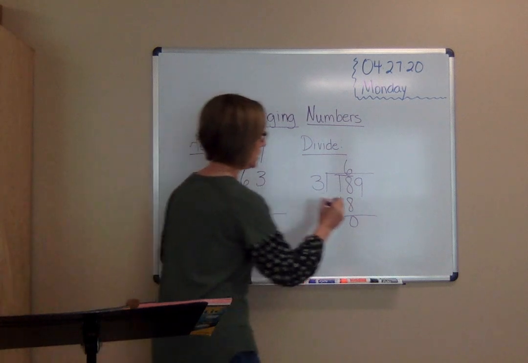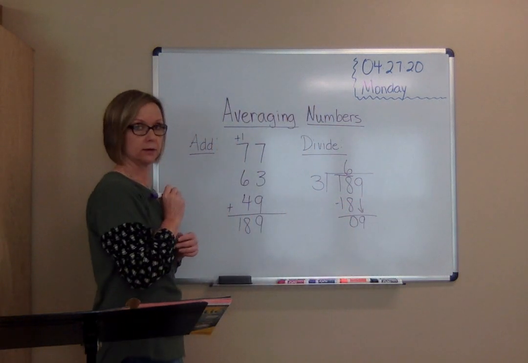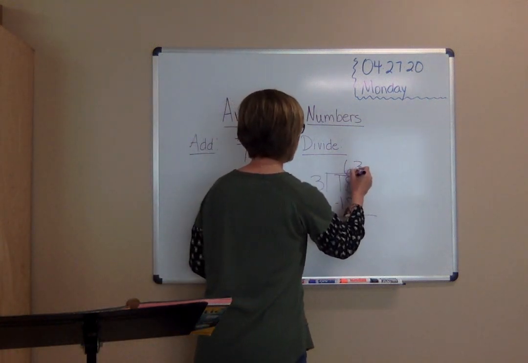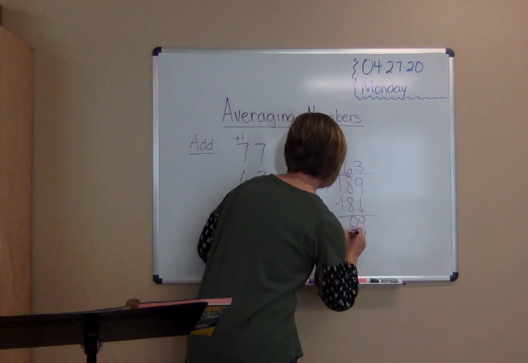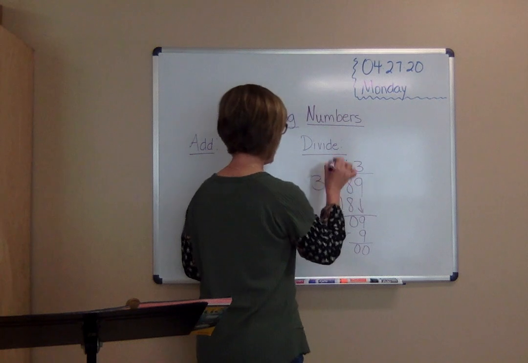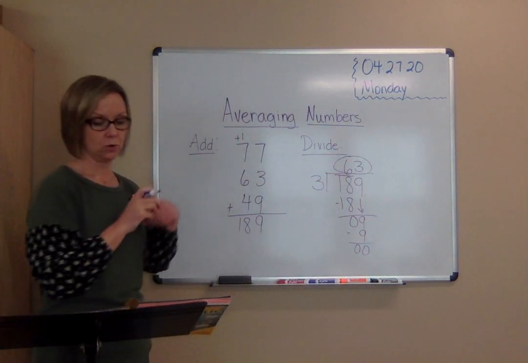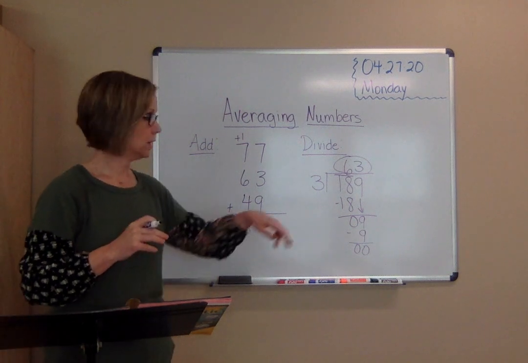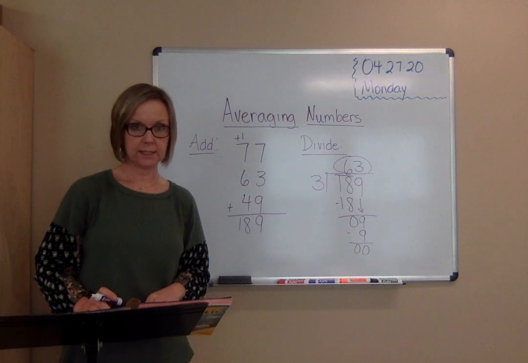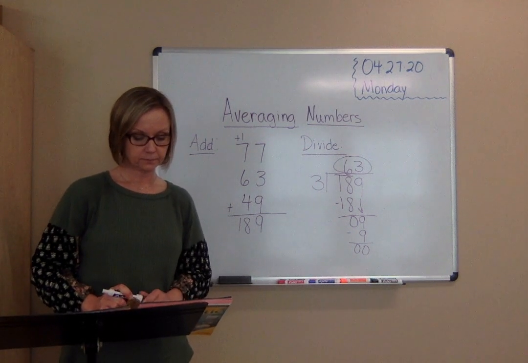0 is smaller than 3. We bring down the 9. 9 divided by 3. We can get there exactly. 9. And we need a 3. 3 times 3 is 9. We subtract. 9 minus 9 is 0. 0 is smaller than 3. Nothing to bring down. Our average there, and the directions say to circle the answer. So our average is our quotient. And so if you'll circle 63. Okay?